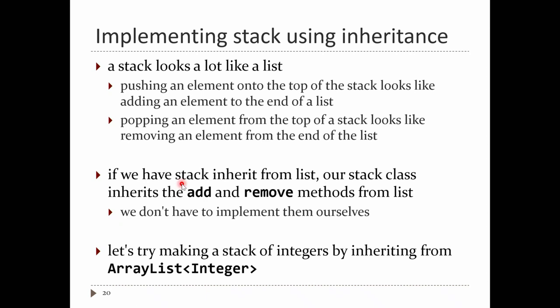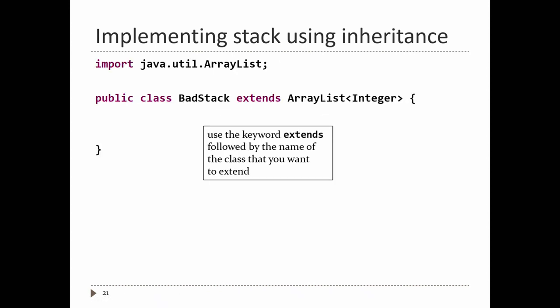So you might think that we can have stack inherit from list. When stack inherits from list, it gets an add and remove method, and you don't have to implement those methods yourself. So let's make a stack of integers, and we're going to inherit from an ArrayList of Integer. It turns out this is really easy to do. You make your class, public class, I'm going to call it BadStack because you shouldn't do it this way. We're going to use inheritance, so now you use the keyword extends, and now you list the superclass. I would like BadStack to inherit from ArrayList. It's a list of integers, so it's going to inherit from ArrayList of Integer. You use the keyword extends, followed by the name of the class that you want to extend from.